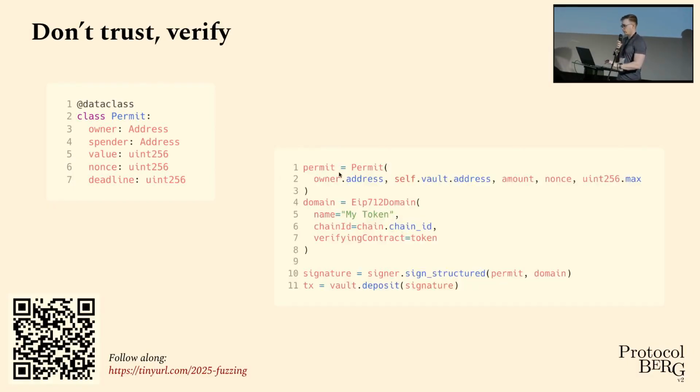So we can define our permit. Then we also need to specify the EIP712 domain. Then we can call something called sign structured, and this function can actually compute the type hash, and it doesn't take it from the contract itself. So it's a different source of information, and because of that, it will use the correct type hash, and so the transaction will fail.